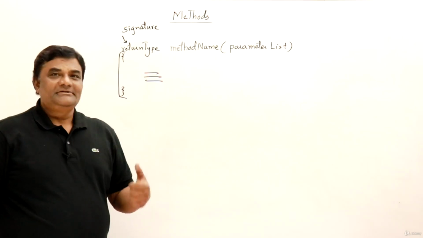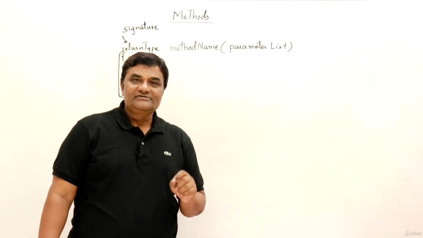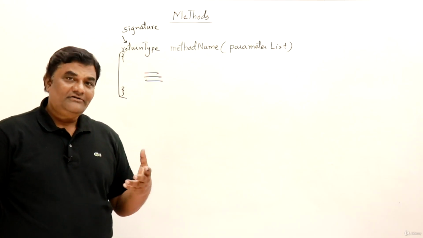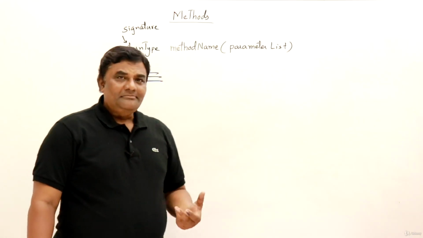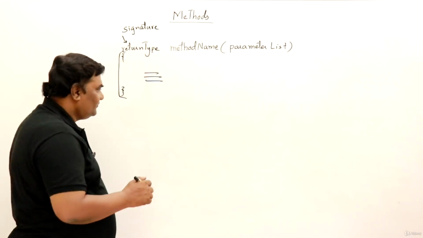If you go back to C++ programming, it is called the prototype of a method. So here it is called the signature or heading or header of a method. So this is the implementation body. So for example, I will take a method for finding the maximum of two numbers and I will show you.